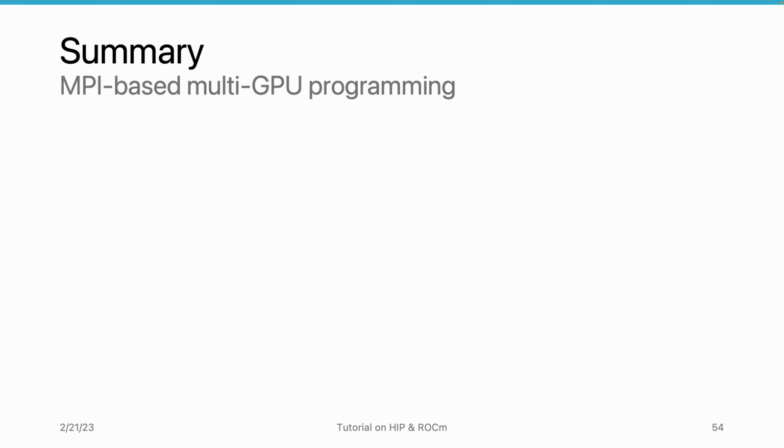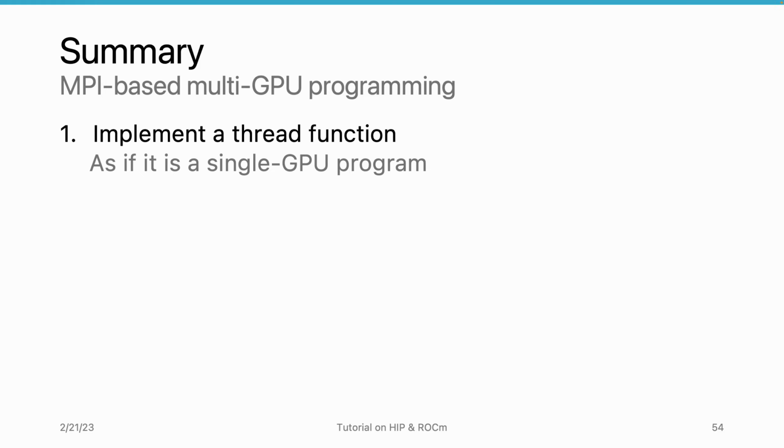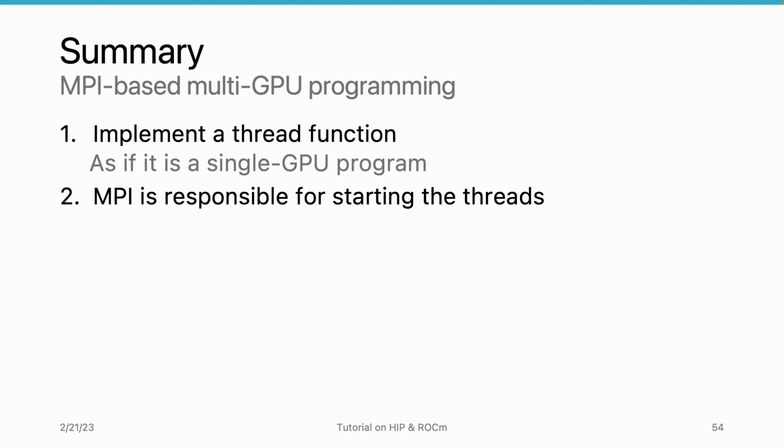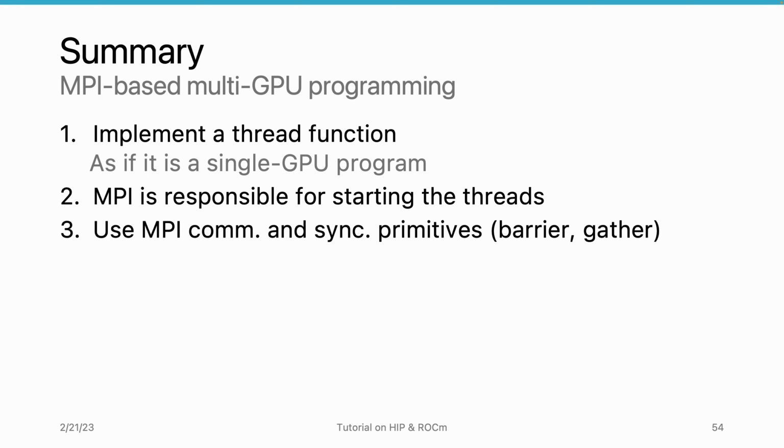As a summary, MPI-based multi-GPU programming is a very convenient way to control a lot of GPUs. It's very widely used in HPC applications. The method is that we implement the thread function as if it's a single GPU program, at least the core part of this function. MPI is responsible for starting the threads. We only need to call a few extra APIs. We need to write special code for the leading rank. And finally, we can use MPI communication and synchronization primitives such as barrier or the gather method, which make communication and synchronization much easier.